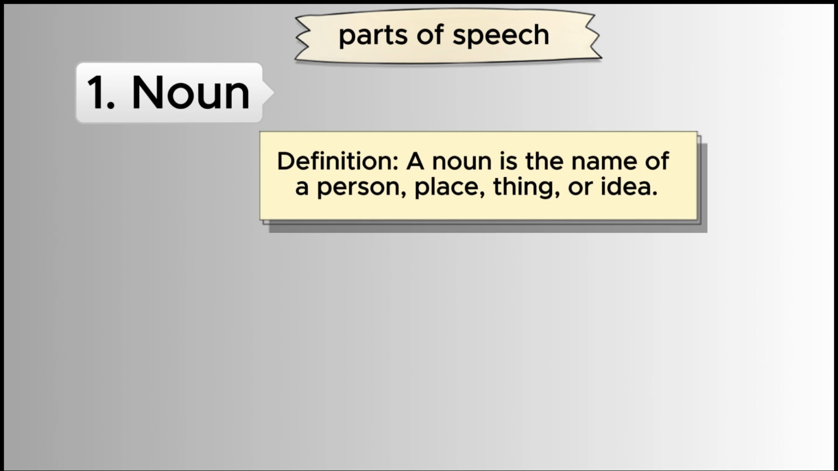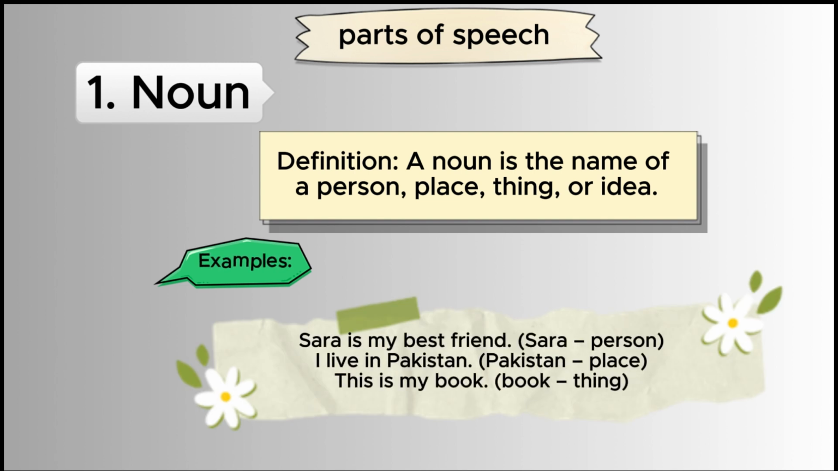A noun is the name of a person, place, thing, or idea. Examples. Sarah is my best friend. Sarah, person. I live in Pakistan. Pakistan, place. This is my book. Book, thing. Now we will learn about pronoun.